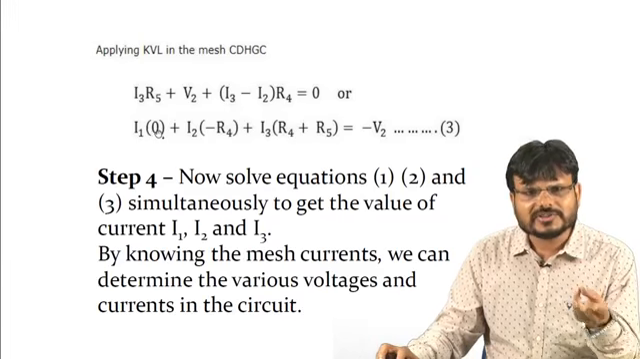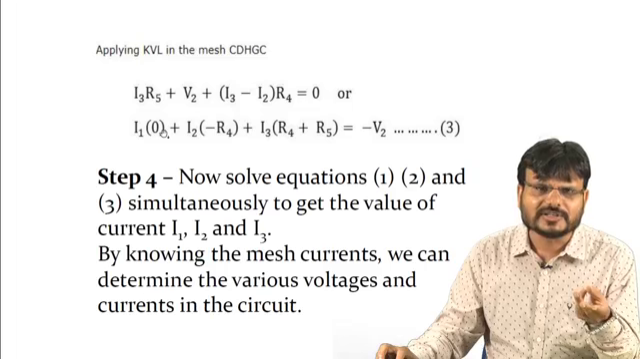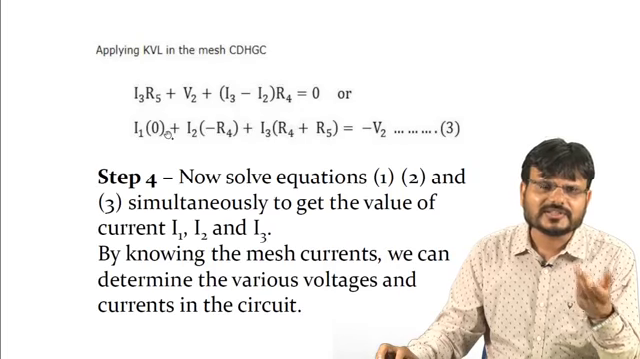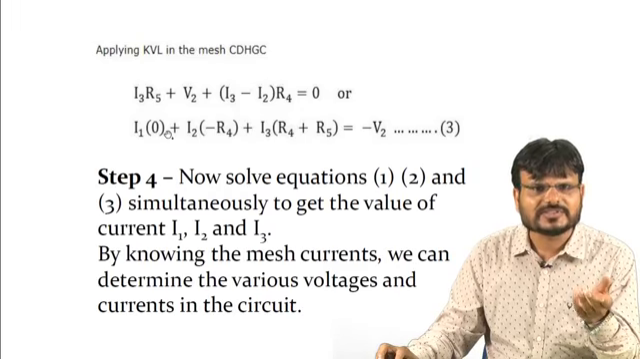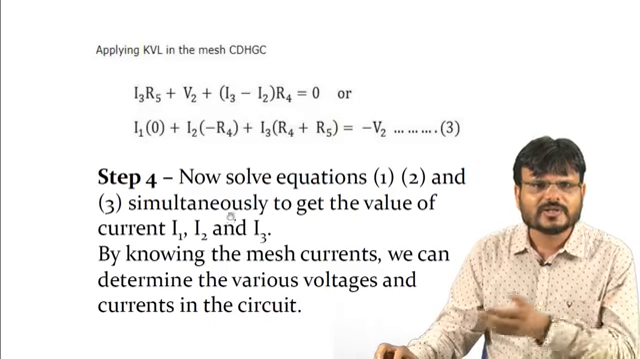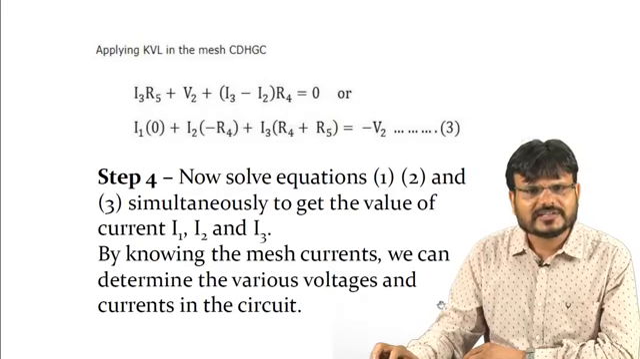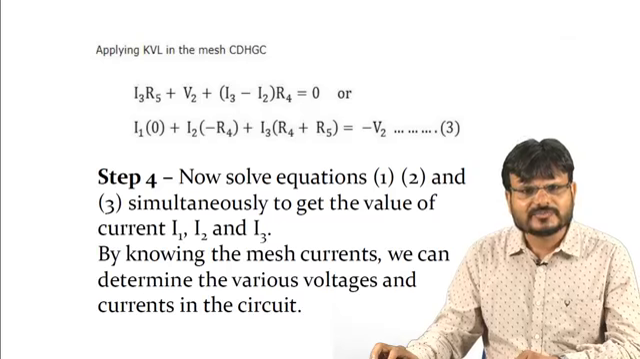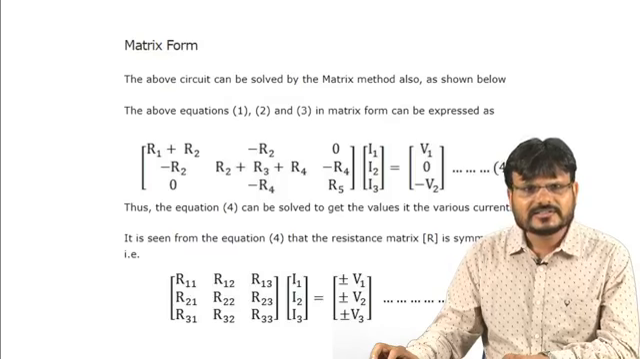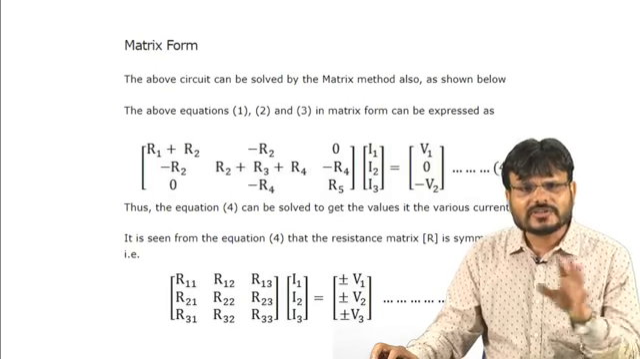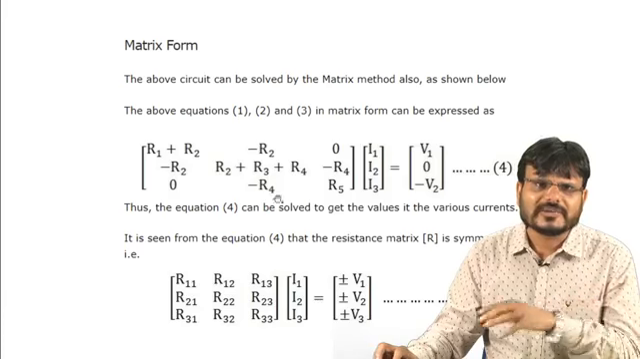So again you have 3 equations and you have 3 unknown values. So there are 3 equations and 3 unknown values. After solving these equations, you can easily find the value of the currents I1, I2 and I3. By knowing the mesh currents, we can determine the various voltages and currents in the circuit. And all 3 equations can also be written in the matrix form.